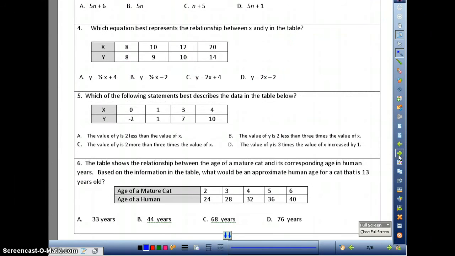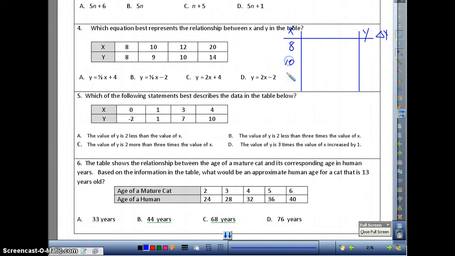Number 4 says, which equation best represents the relationship between x and y in the table? Here again, if you want to do this, you can build a table. You can build your little XY table and work it that way and find out what the change in your y is each time your x increases by 1. Well, it didn't increase by 1, did it? It skipped over 9. It skips over 11 before it gets to 12. If you put in a 10, you get back a 9. If you put in a 12, you get back a 10.